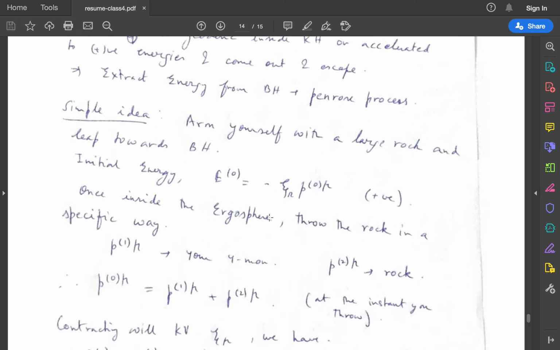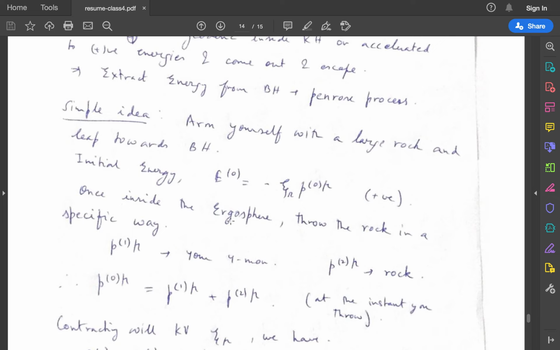So what we do is arm yourself with a large rock and head towards the black hole. Let us find the initial energy, E0, which is nothing but the Killing vector times the four-momentum. Let the four-momentum here be P0 mu, and this is positive. Initially this is positive because we are not inside the ergosphere.